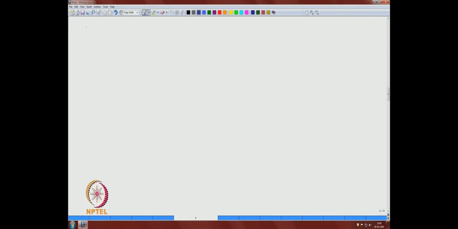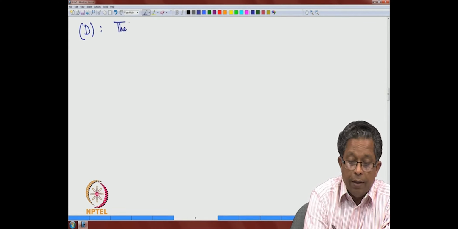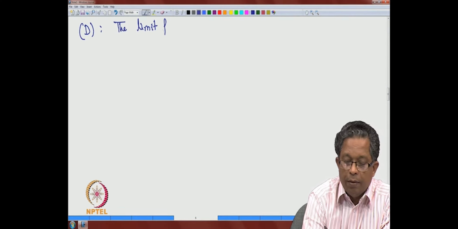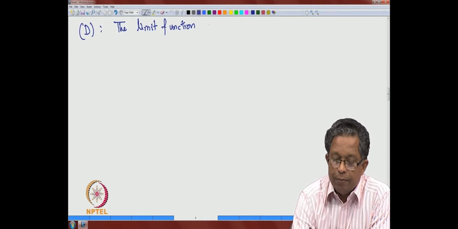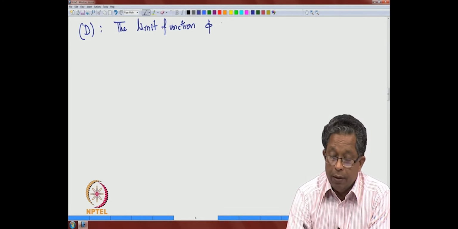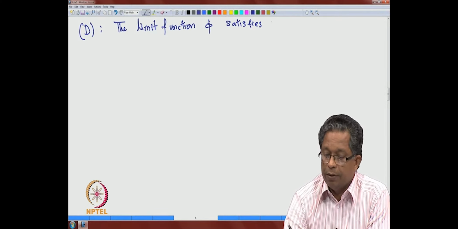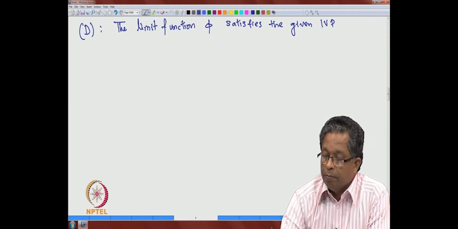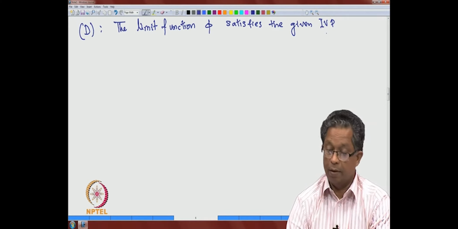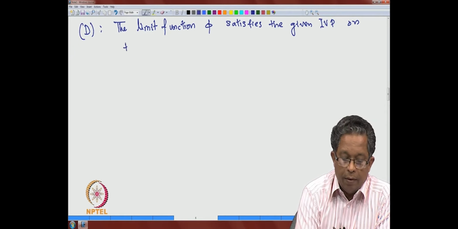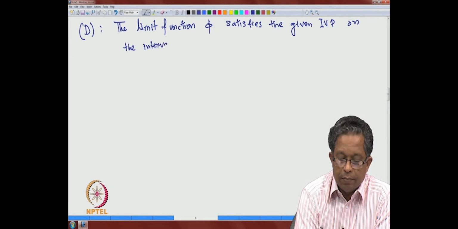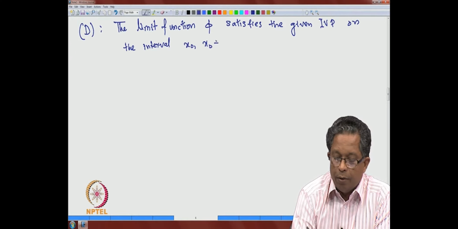Now, the fourth part, part D of the proof, is that we will prove that the limit function phi, which is obtained in part C, satisfies the given initial value problem, the IVP, on the interval x 0 to x 0 plus h.